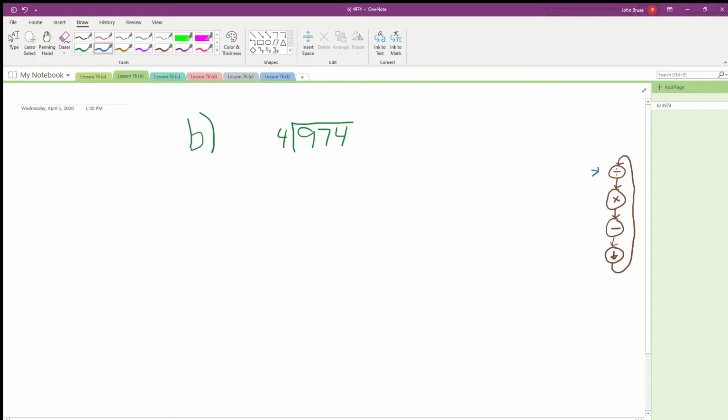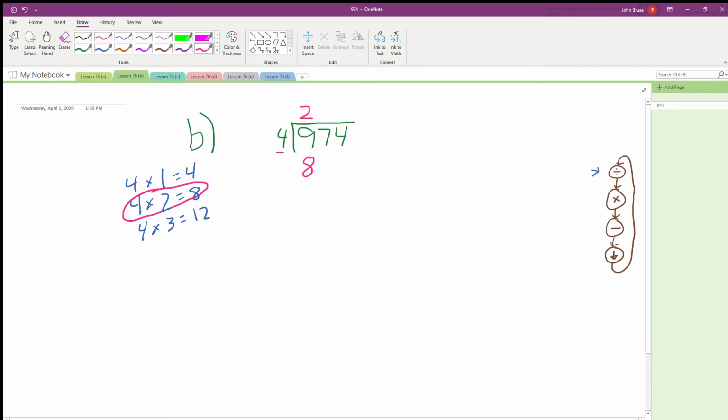Well, I can start with 4 times 1. 4 times 1 is 4. Now, that's not very close. I can do 4 times 2. That is 8. That's getting close. Let's try 4 times 3. Nope, that's too much. That's 12. So we're going to go with this one. This is the good one. 4 times 2 is 8. So we've already got the 4 here, so we're going to go ahead and put the 2 up above.